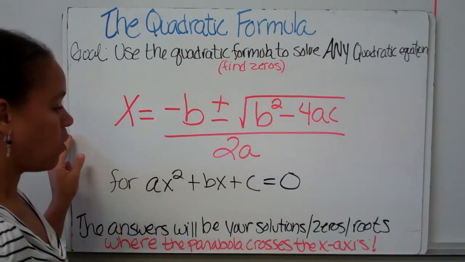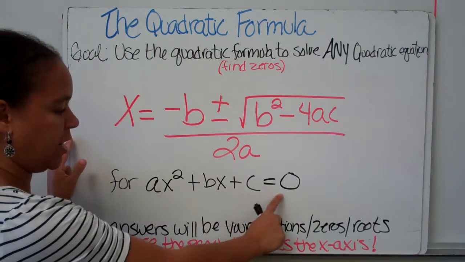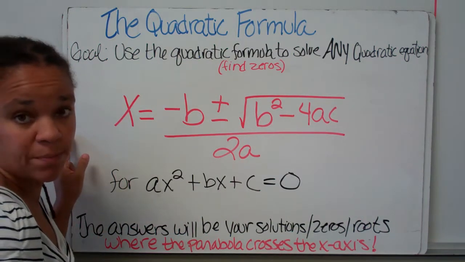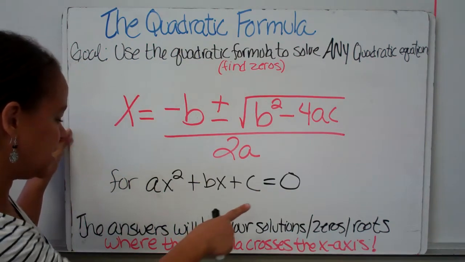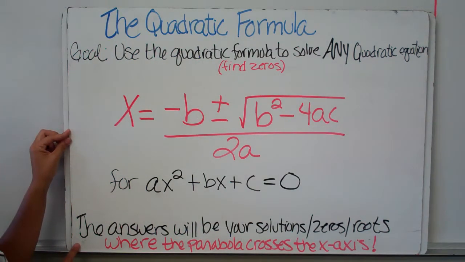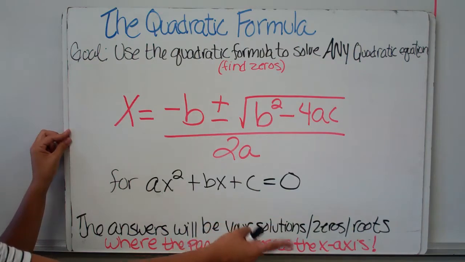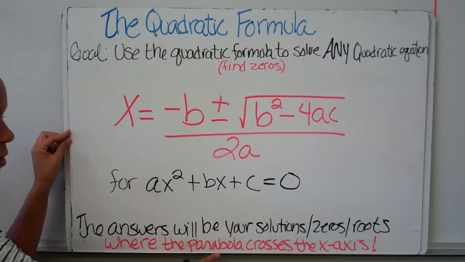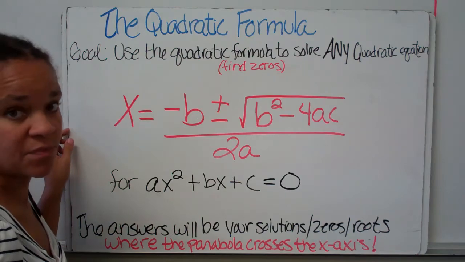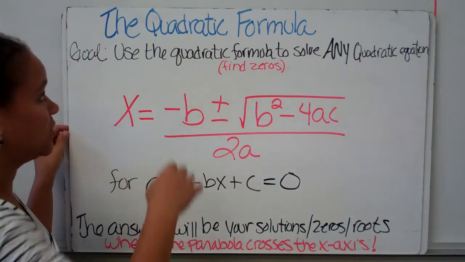All right. So this is used for any quadratic in standard form, ax squared plus bx plus c is equal to 0. And the answers that you'll find will be your solutions, roots, zeros, and this is, of course, where the parabola crosses the x-axis. So now that we know what it does, let's try it out.